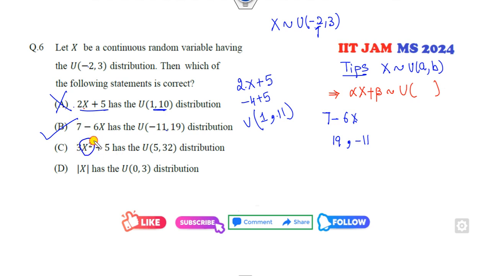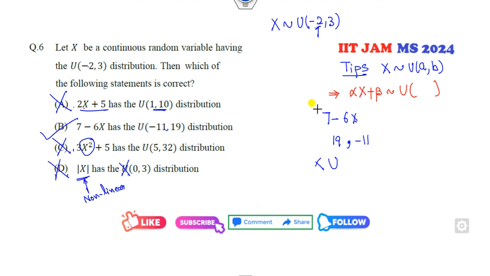This is nonlinear. X square is nonlinear. So whenever you have the nonlinear, it will never follow the uniform distribution. That is the wrong answer. Again, you can see mod of x is always nonlinear. Fine. So nonlinear will never follow the uniform distribution when x is uniformly distributed. So that's why B is the right answer.